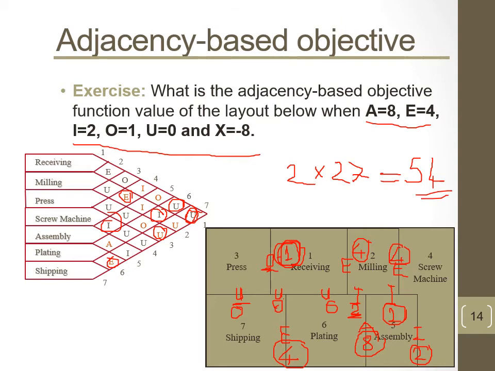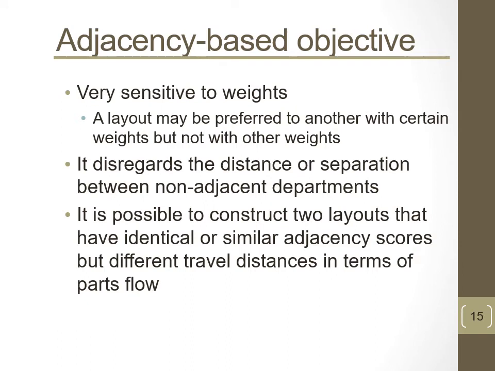It's easy. What are the disadvantages of adjacency-based scoring? First of all, it's very sensitive to the weights that we use. So in the previous example, we used ALDEP scoring, which assigns a 64 for an A relationship.